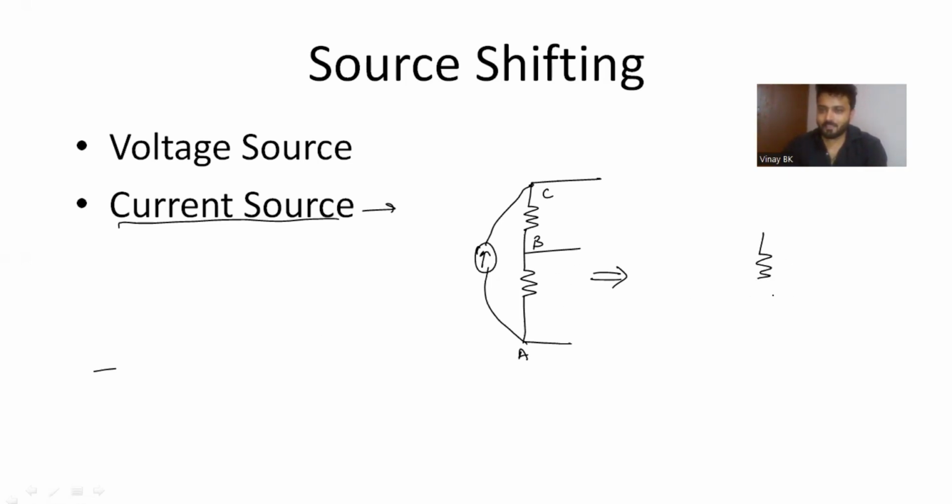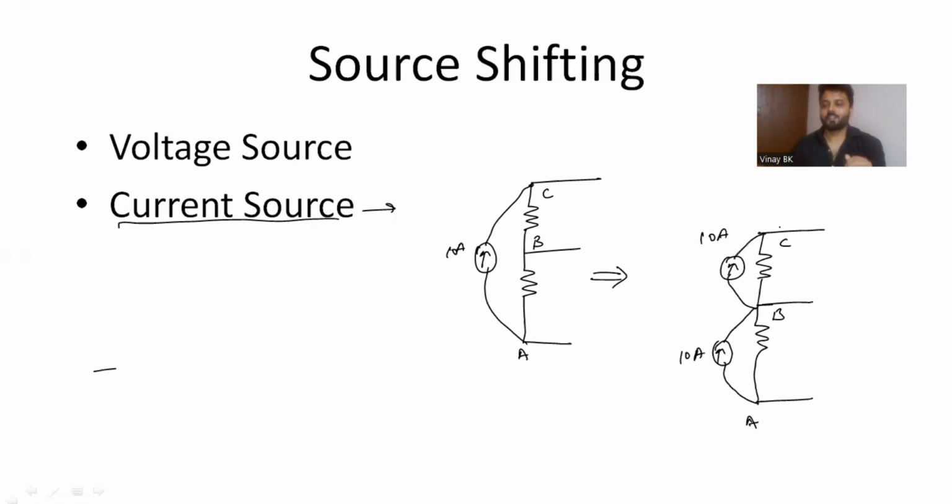So if there are three nodes, as I said, node A, node B, and node C, actually the current is flowing from A to B. If you shift the current, the current will shift from A to B first. The same value of current, if it is 10 amperes, the same 10 amperes of current will flow from A to B and B to C. So like that, you can shift the current source. And the direction you should know: current is flowing from A to C, so that is A to B and B to C.